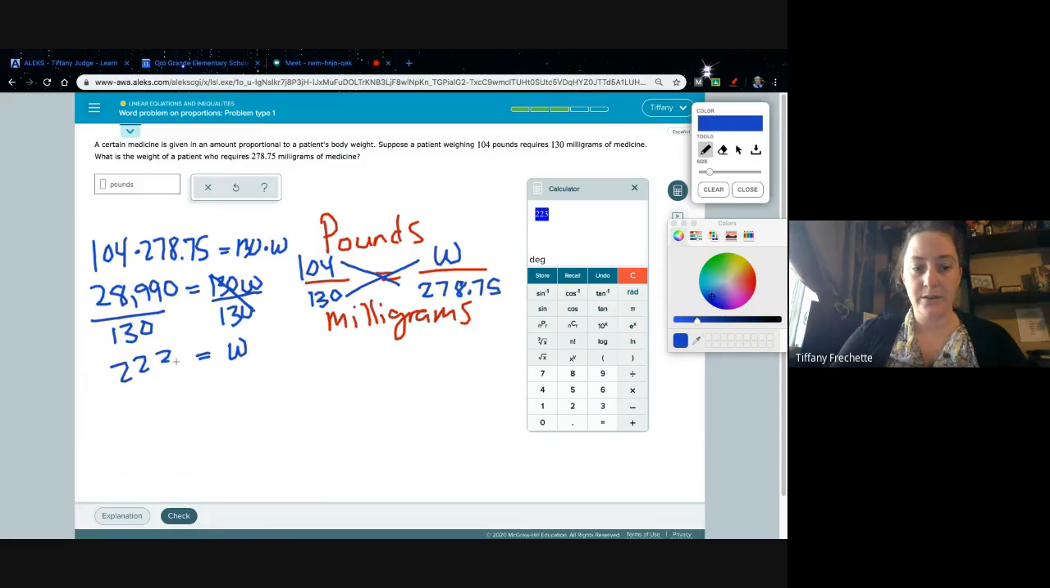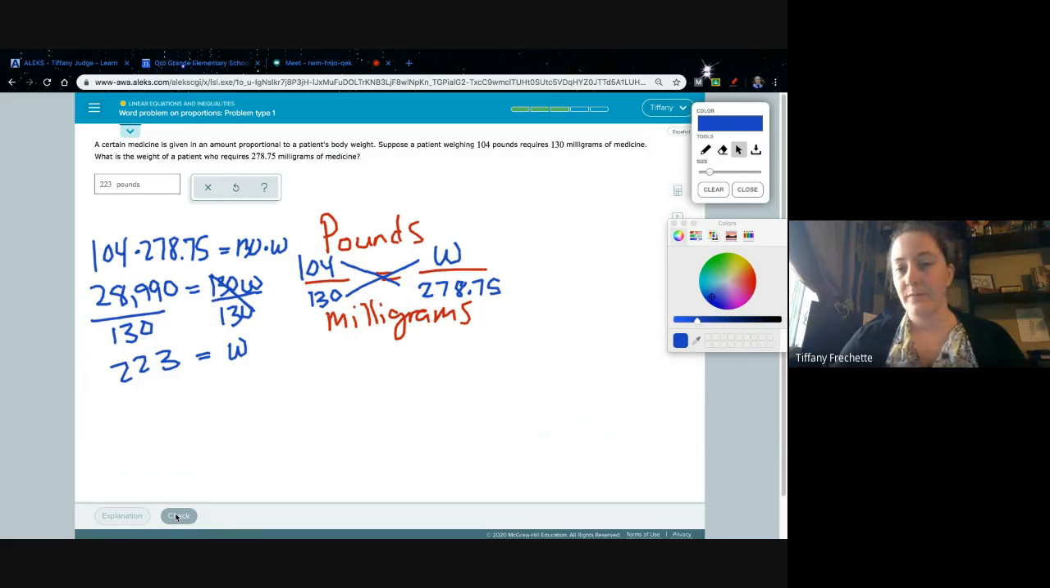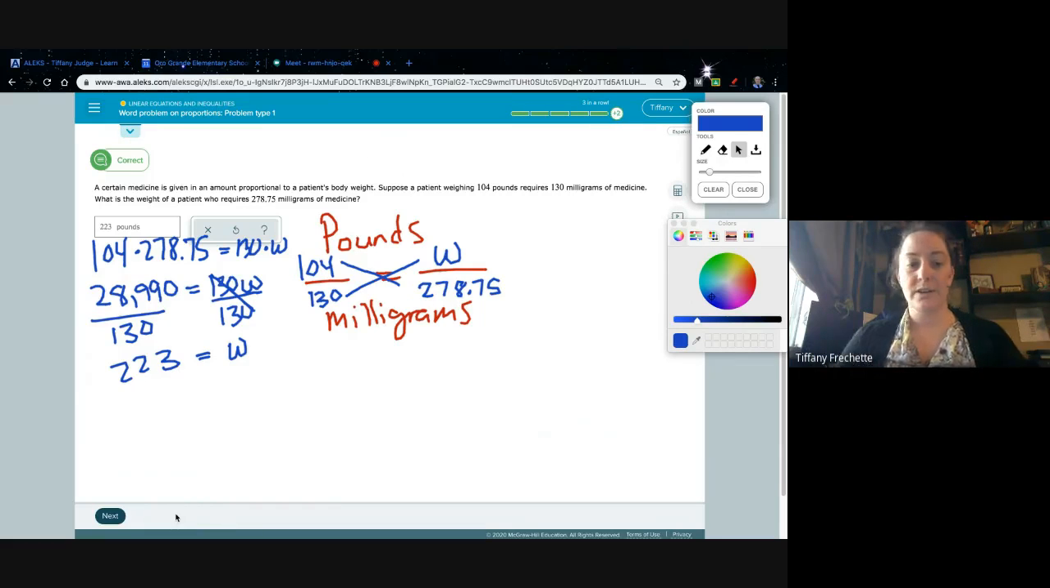223 pounds. All right, so a 223-pound person requires 278.75 milligrams of whatever this medicine is. They just said a certain medicine. All right, we finish another one.